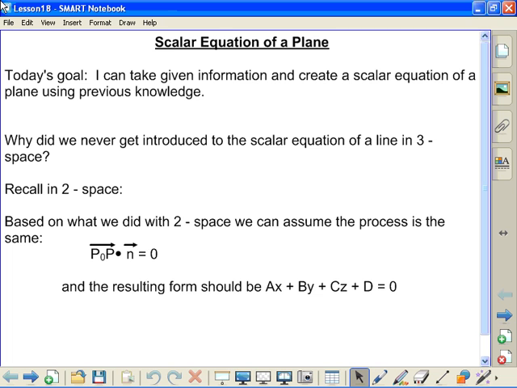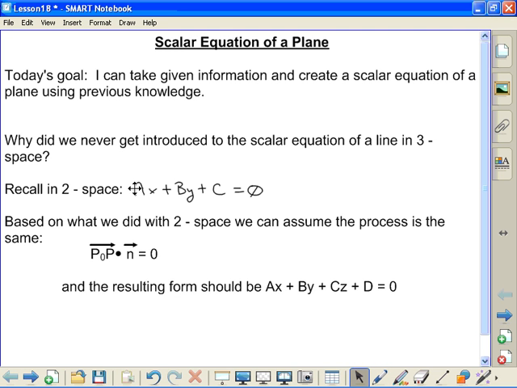So the question then is, why do we never get introduced to the scalar equation of a line in 3 space? We were shown the scalar equation in 2 space, ax plus by. This is the one I said you used extensively through the grade 10 course. Why was there no scalar equation when it came to dealing with it in 3 space? Well, I'll give you an explanation right now.